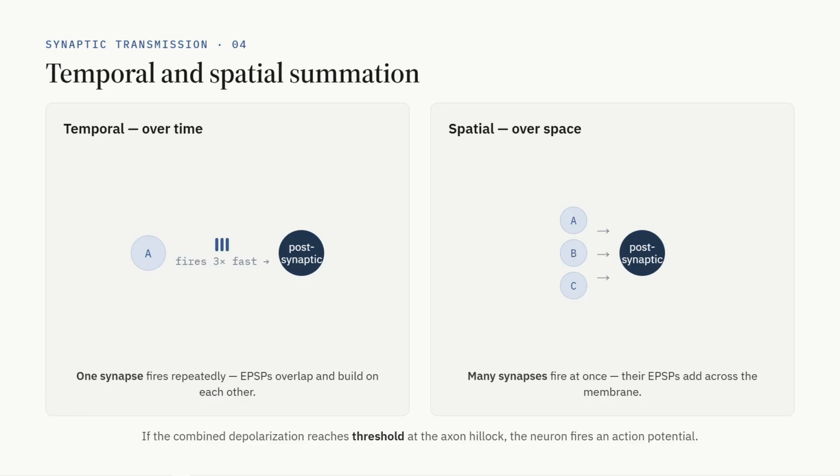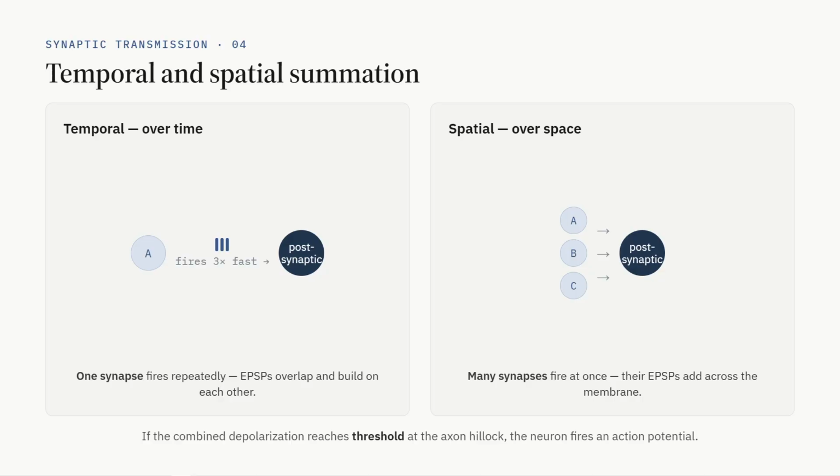Summation is the neuron adding up its inputs, and it happens two ways. Temporal summation is adding over time. Picture one synapse firing again and again, so fast that each little EPSP arrives before the last one has faded. They stack on top of each other and build up. Same input, hammered rapidly.